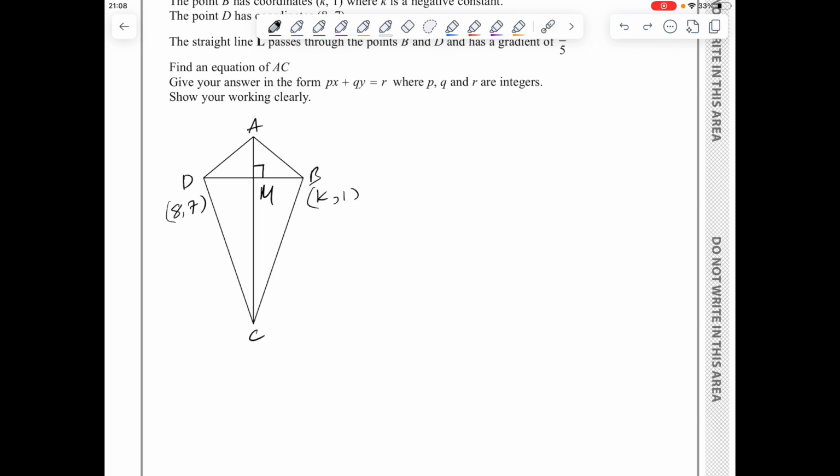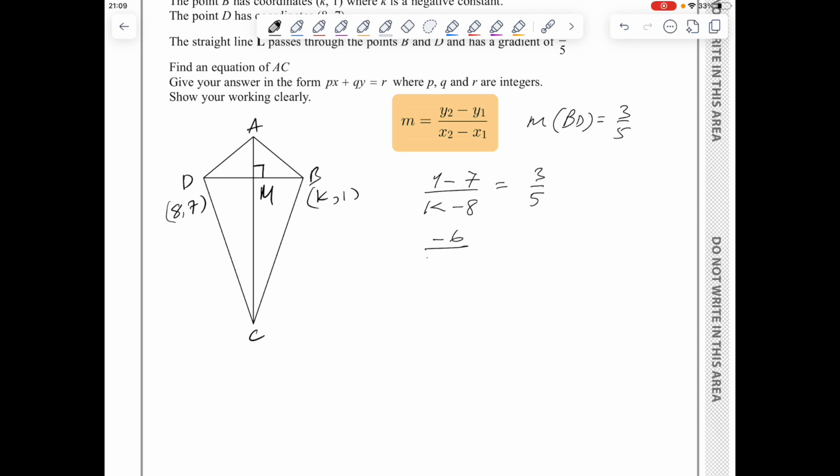I'll start by using this formula and create an equation to find K. So using the gradient of BD, which is given as 3 over 5, I'll create the following equation. 1 minus 7 over K minus 8 is equal to 3 over 5. So minus 6 over K minus 8 is equal to 3 over 5. Let's cross multiply. Minus 30 is equal to 3K minus 24. So minus 6 is equal to 3K. So K comes out to be minus 2.